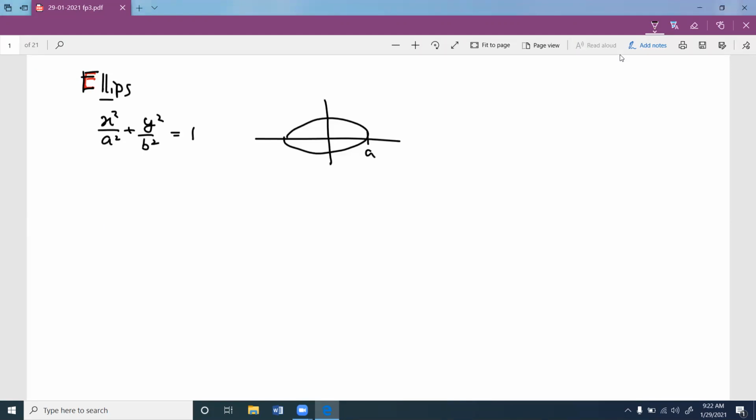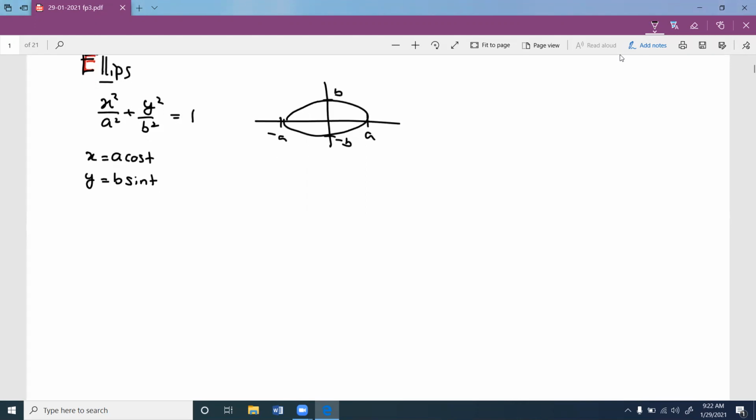This is a and this is minus a, and this is minus b and this is b, right? According to this, the parametric Cartesian equations for the ellipse become x equals a cos t and y equals b sin t. That was the main concept we discussed in the last session.